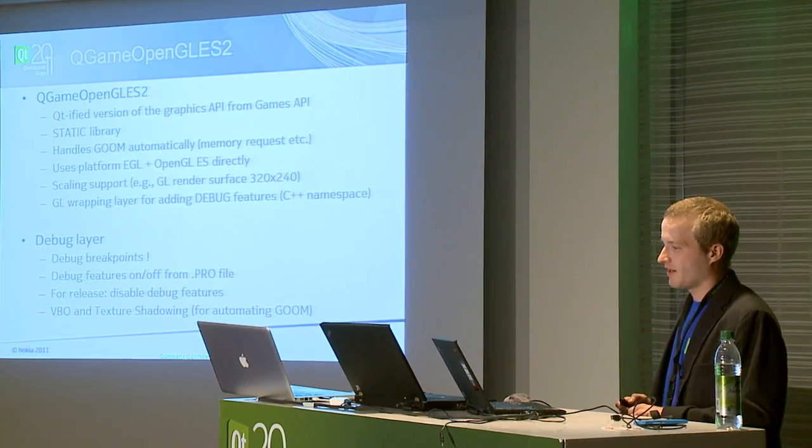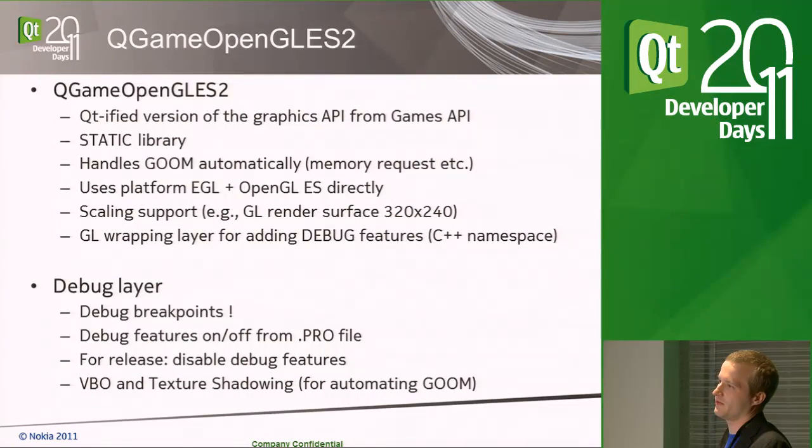And there's a kind of a GL wrapping layer for debug functionalities, and I think besides GOOM, this is another big functionality of this API. So you can add basically a kind of debug breakpoints in Qt Creator, and when there's some error case, let's say a GL error or you hit some corner case with the GL driver that may cause rendering artifacts, that breakpoint will hit, and then you can debug what went wrong in your code. And these debug features can be turned on and off with a single line statement from your project files. So it's really simple to use, and otherwise it's all automated.